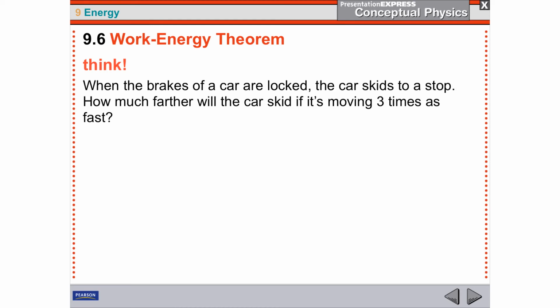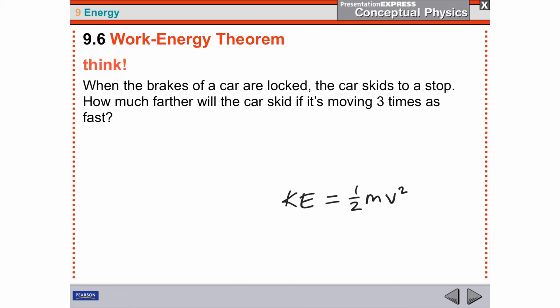So here's a problem. When the brakes of a car are locked, the car skids to a stop. How much farther will the car skid if it's moving 3 times as fast? So how much kinetic energy does it have? What's the formula? The kinetic energy due to motion is 1/2 times the mass of the object times the square of the speed of the object.